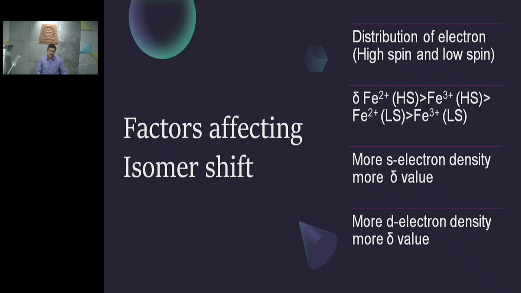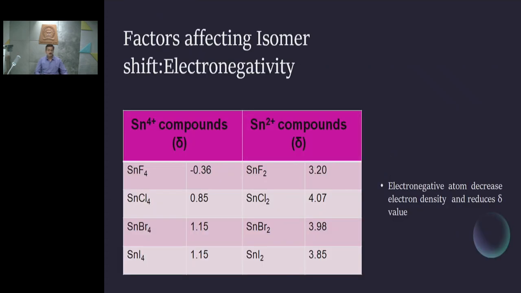So what are the basic factors mainly responsible for the isomer shift? Majorly high spin and low spin complexes. High spin or low spin complexes lead to different numbers of electrons in the d orbital. So Fe2+ with high spin has a higher delta value. High spin means the maximum number of unpaired electrons, while Fe3+ high spin is comparatively less, and then Fe2+ low spin, and then Fe3+ low spin, so there is a decreasing delta value. Whenever there is more S electron density, there is a higher delta value, and more D electron density, a higher delta value. So these are the factors mainly responsible for the isomer shift.